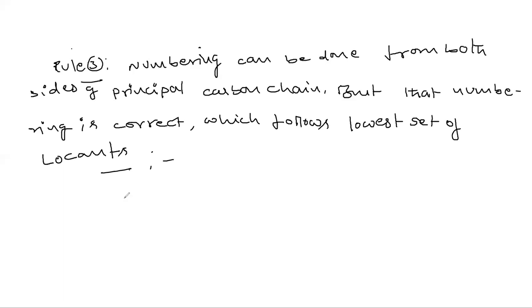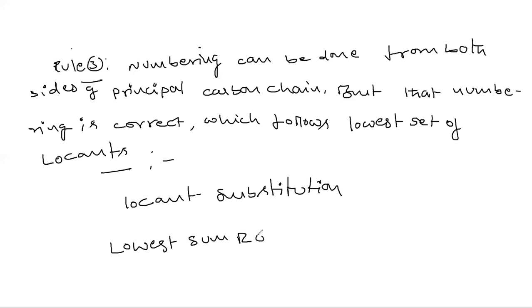So locant is nothing but the substitution is called as locant. According to modern IUPAC rules, the lowest sum rule is ruled out. So that's why we'll discuss only lowest locant substitutions. We'll take a few examples for this one. See, for example, I'm taking an example for this one.